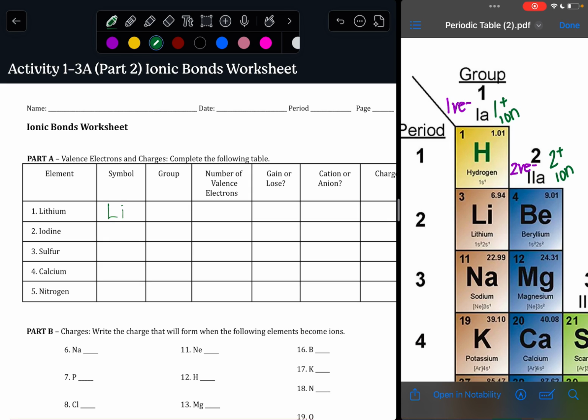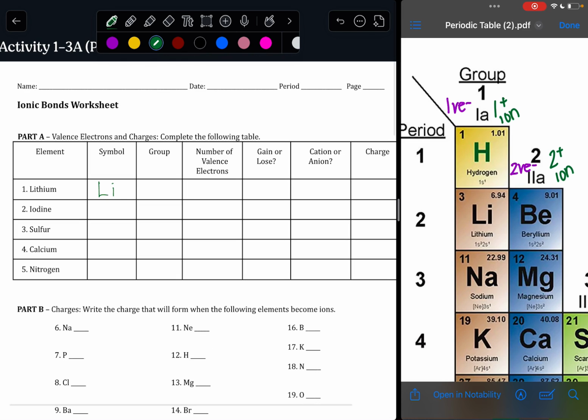It is in group 1. If I look at lithium and go up to the top of the column, I see there that it's group 1. And hopefully we have our notes that tell us that group 1 has 1 valence electron. Now, if lithium has 1 valence electron, 1 electron in its outside orbital, and it's going to bond with another one, we need to figure out if it is more likely to gain an electron or lose an electron. If it has 1 valence electron and it gives up that 1 electron, it's going to have a full outer orbital, and that's going to be much easier for it than to gain 7 electrons.